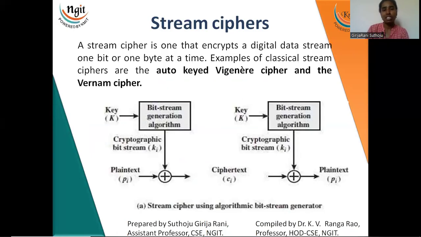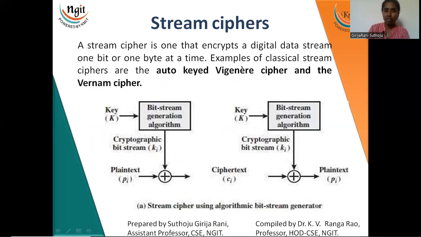A stream cipher is nothing but encrypting our data byte by byte or bit by bit at a time. This is the first and foremost type, the classical stream cipher, where we apply an XOR operation. If you can see this basic example here, the key size and the plain text size will always be the same in the stream cipher.